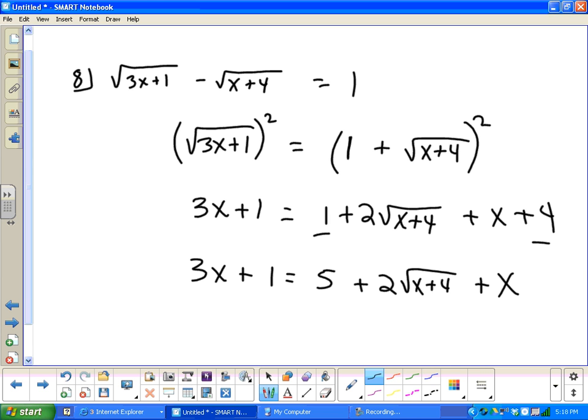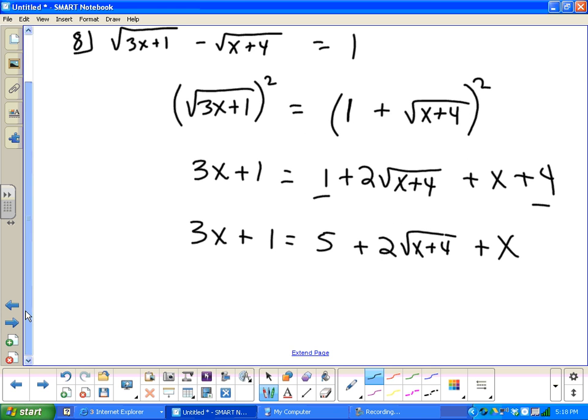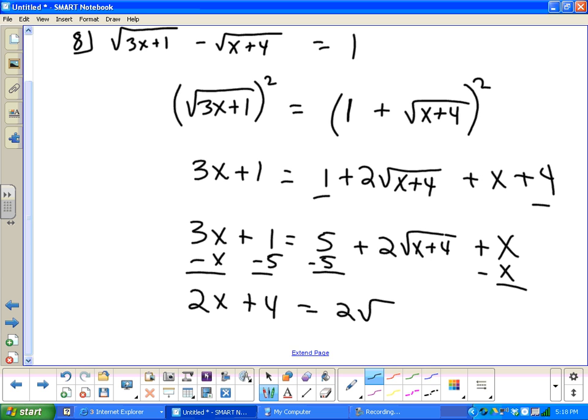All right, and so now we're down to an equation here. We got rid of the radical over here on the left side, but then we're still stuck with this one on the right side. So now we've got an equation with one radical. So we're going to isolate it and undo it. Okay, so let's isolate it. So we're going to get rid of this 5 on this side and get rid of this x. So now that's going to leave me with 2x plus 4 equals 2 times the square root of x plus 4.